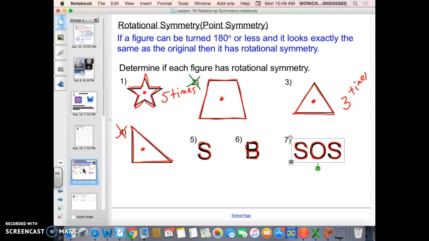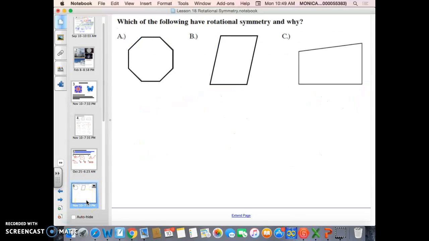So all of the ones except for numbers 2, 6, and 4 would have rotational symmetry because it's 180 degrees or less. Now we're going to determine the degree of rotational symmetry. All right, for this, you first test to see if, in fact, it does have rotational symmetry.